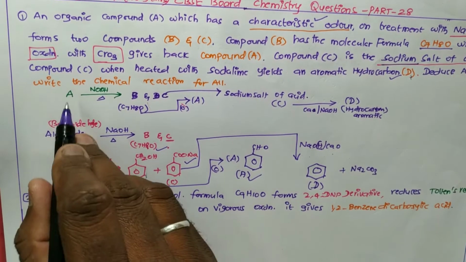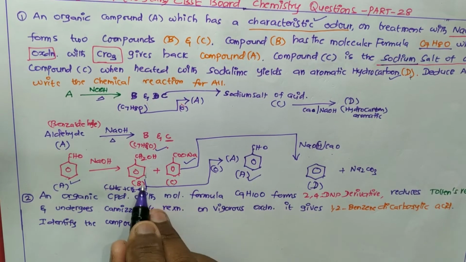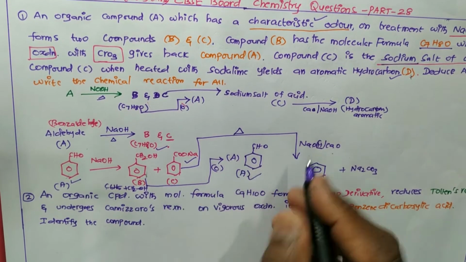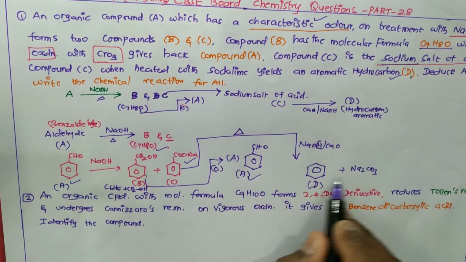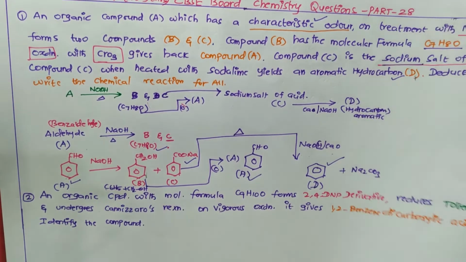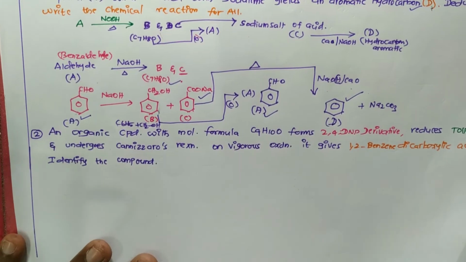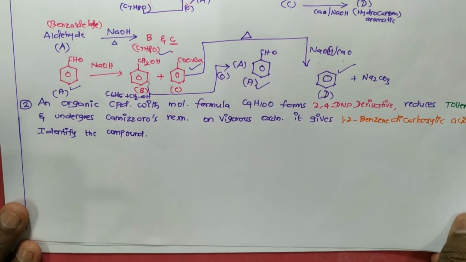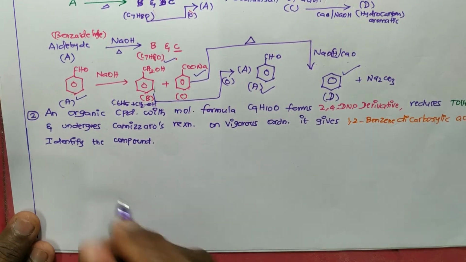And sodium salt of acid, compound C, when heated with soda lime, there will be elimination of sodium carbonate, forming an aromatic hydrocarbon. This is aromatic hydrocarbon D. Okay, and next question, are you able to understand, student? This is very important. Next question: an organic compound with molecular formula C9H10O.